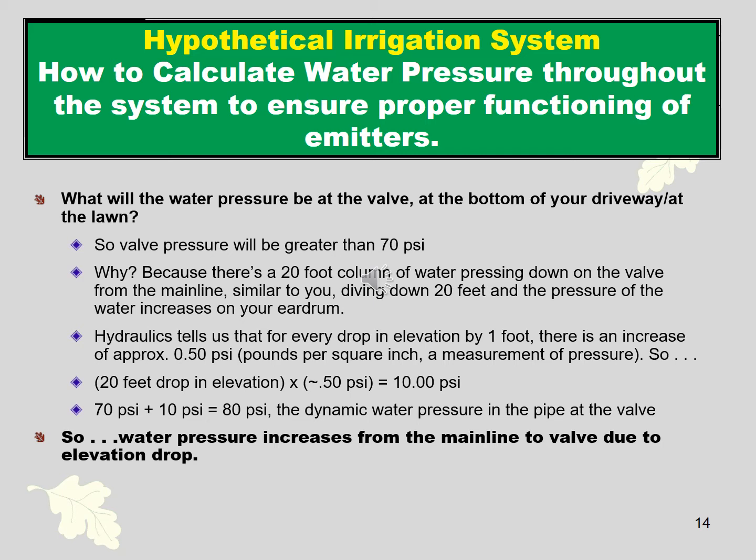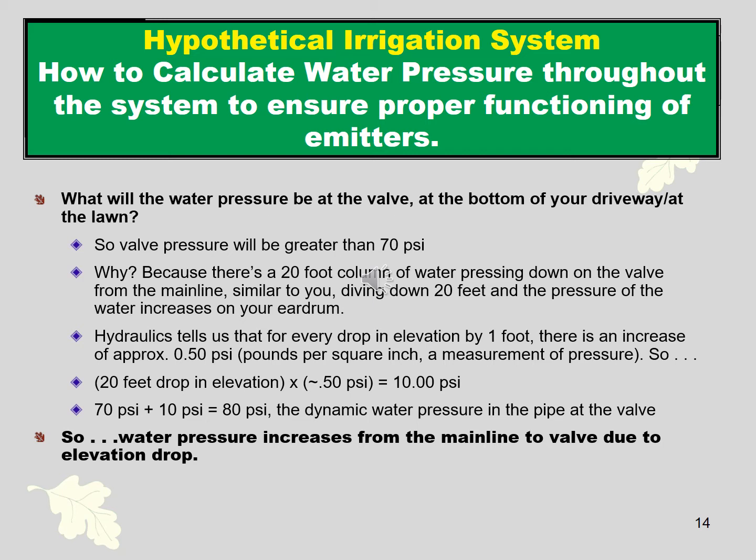It's similar to you going down in a pool 20 feet or just 10 feet. You'll start to feel pressure, more and more pressure on your ears because there's a greater amount of water above you pressing down on your ears. So as irrigation systems decrease in elevation, the pressure inside the pipe in that descension will increase.